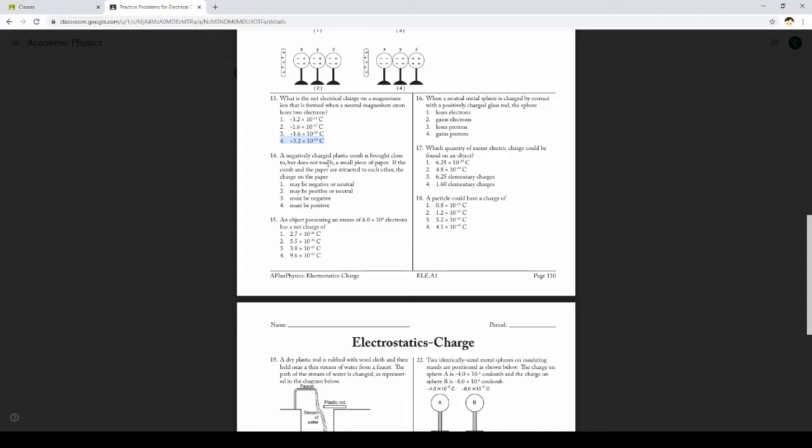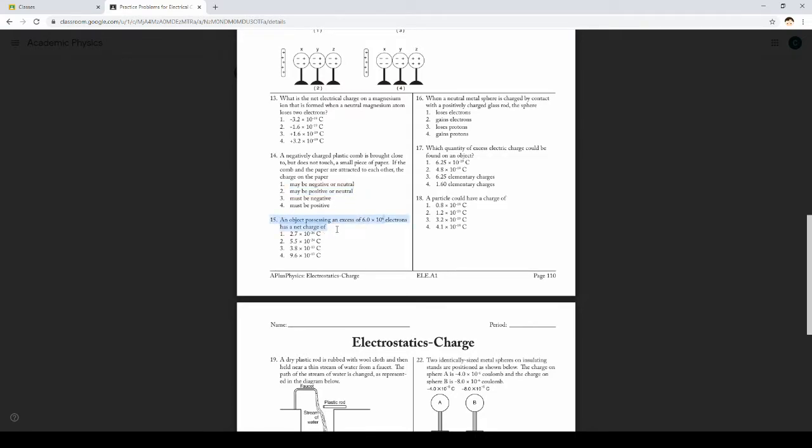Number 14. A negatively charged plastic comb is brought close to, but does not touch, a small piece of paper. If the comb and the paper are attracted to each other, the charge on the paper must be, they're attracted, so it's either opposite or neutral. So a negatively charged plastic comb could attract negatively charged paper or neutral paper. I'm sorry, it could be positively charged paper or neutral paper.